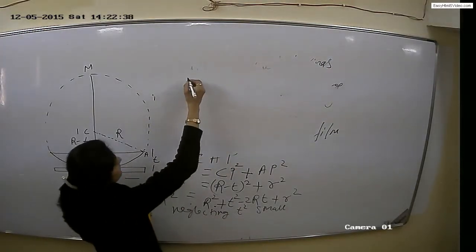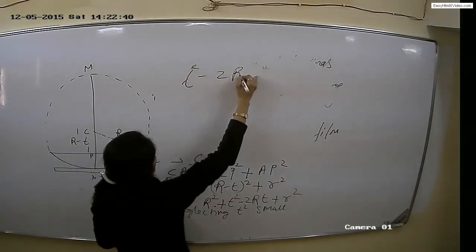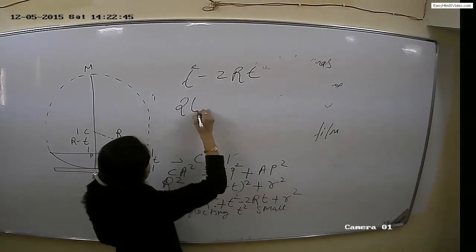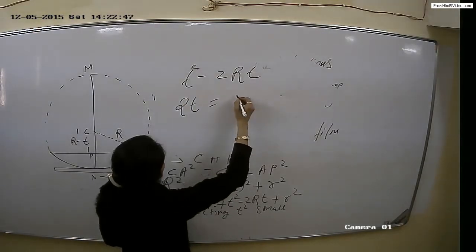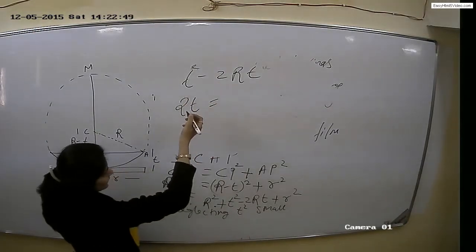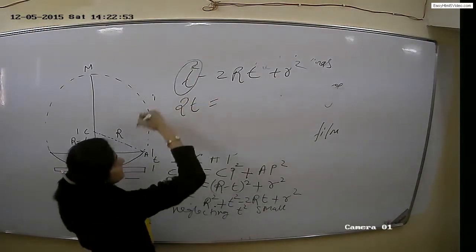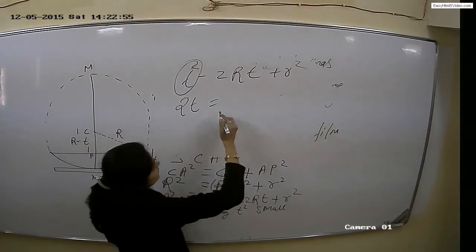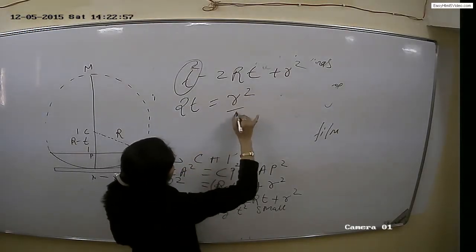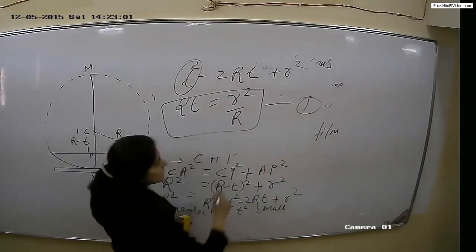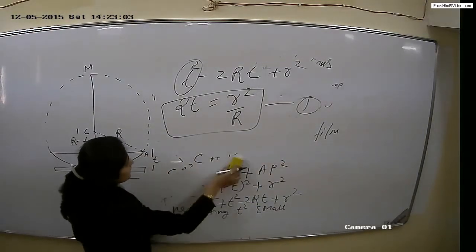2Rt is equal to r square, neglecting the t square term. So we get 2t is equal to r square upon R. Say it is equation number 1.